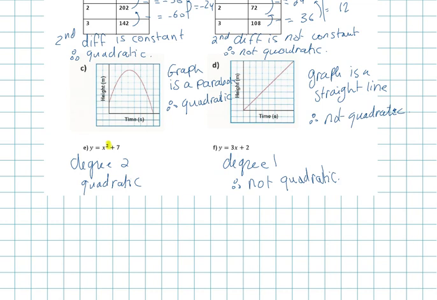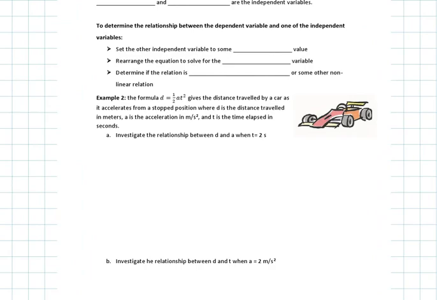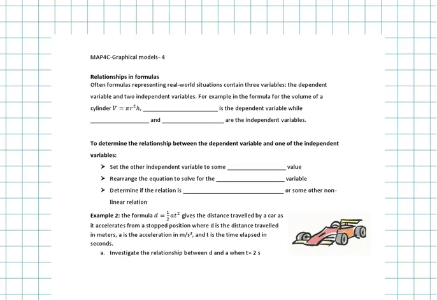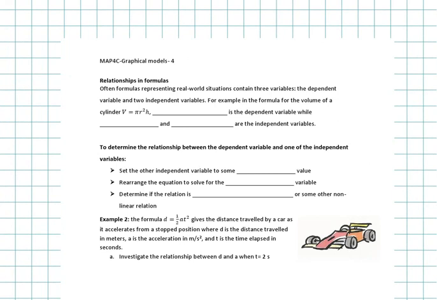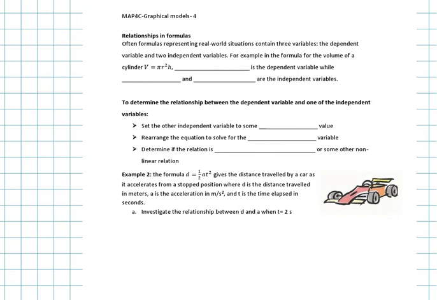Okay. So often when we are looking at real world situations, the formula that we have includes 3 variables. Okay? So for example, if you're looking at the volume of a cylinder, you have the volume, you have the radius, and you have the height. So you have 3 variables, and it's not good to solve with 3 variables. Okay? So we have 2 in this case that are independent.